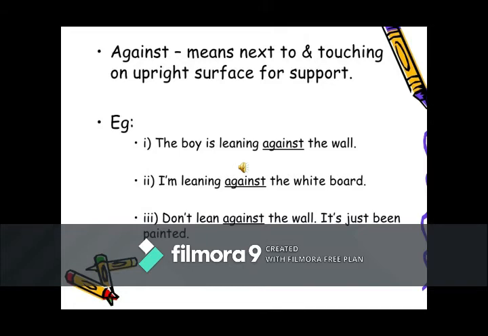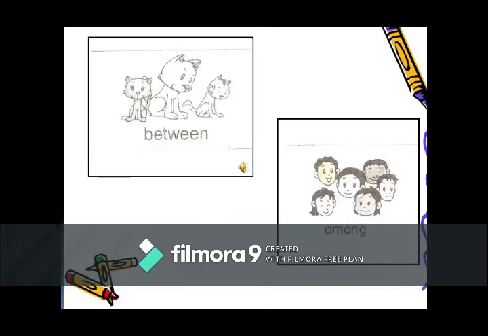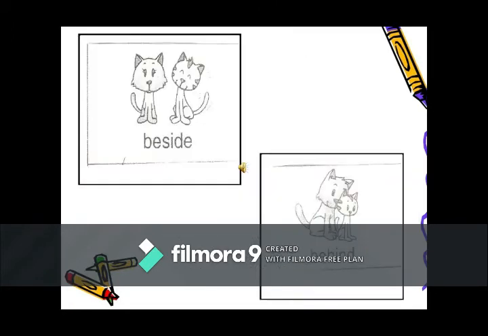I use against to refer to the meaning of next to and touching a surface for support. As we see in the first example, the boy is leaning against the wall, or I'm leaning against the whiteboard, or don't lean against the wall, it's just being painted. Here also, between and among are prepositions that refer to locations, and also beside and behind.